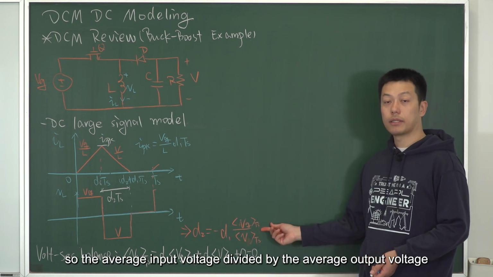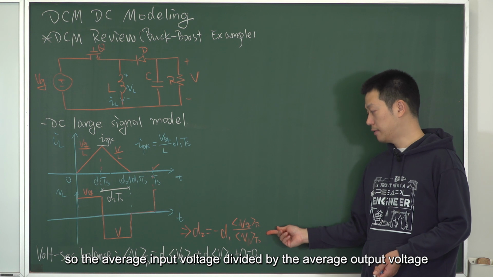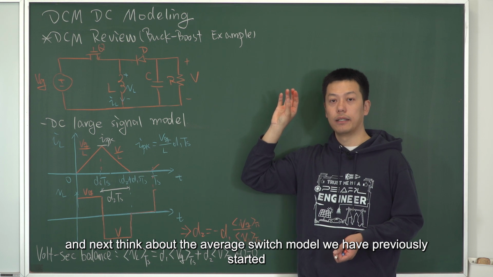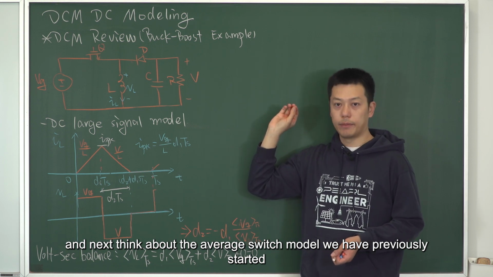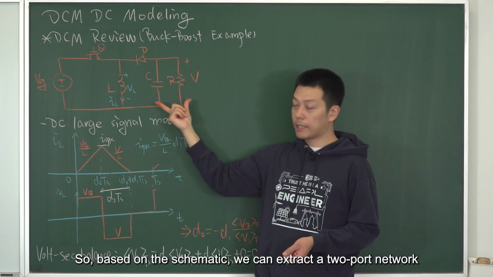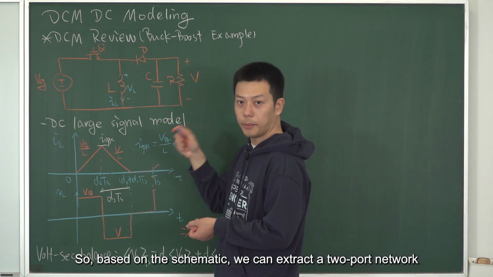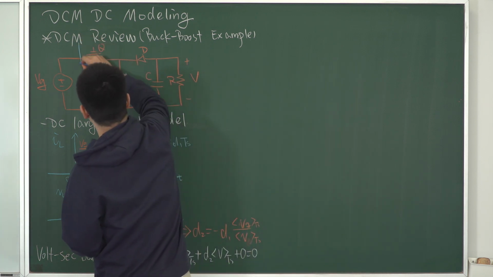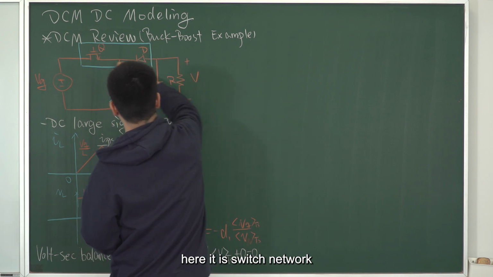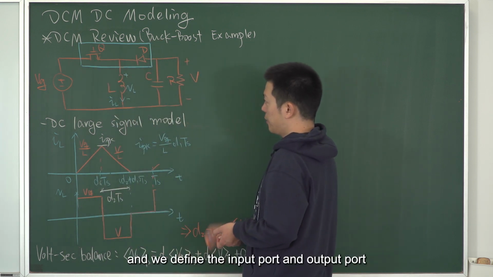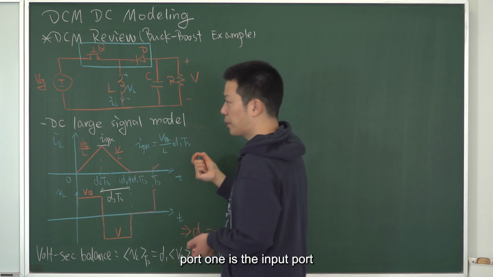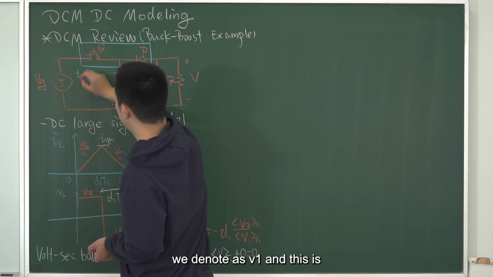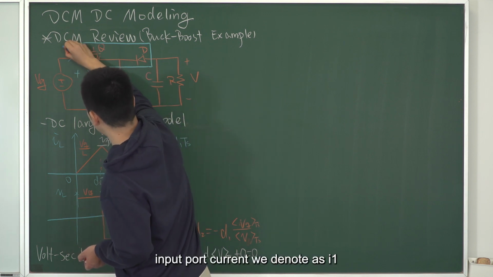So, the average input voltage divided by the average output voltage. Next, think about the average switch model we have previously studied. Based on the schematic, we can extract a two-port network which circles the switches. Here it is, the switch network. We define the input port and output port. Port 1 is the input port. Here is the input port voltage we denote as V1, and this is the input port current we denote as I1.